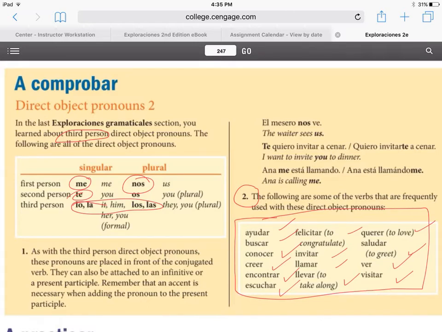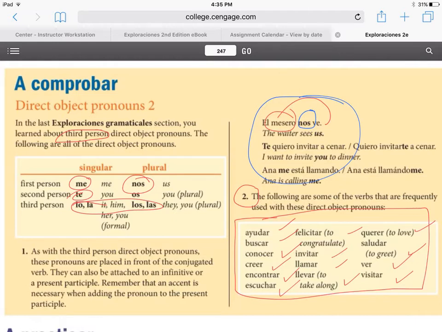So they have examples here above of how you would use those. The waiter sees us. I want to invite you. Anna is calling me. The tricky thing about these sentences is that you have to make sure that the subject agrees with that verb.